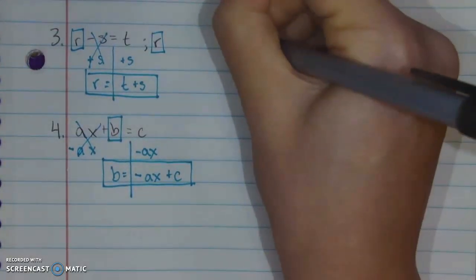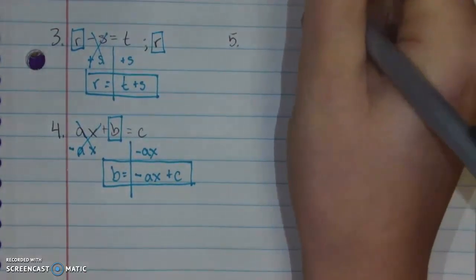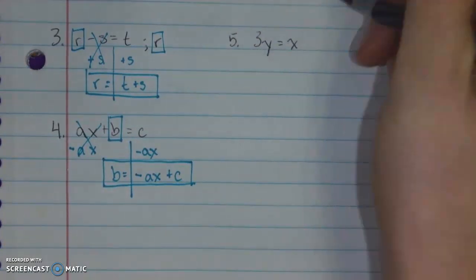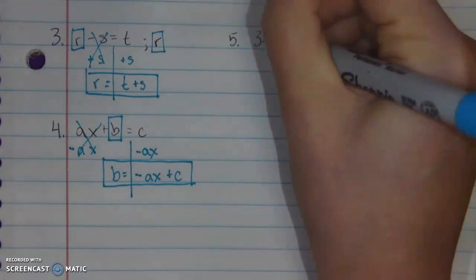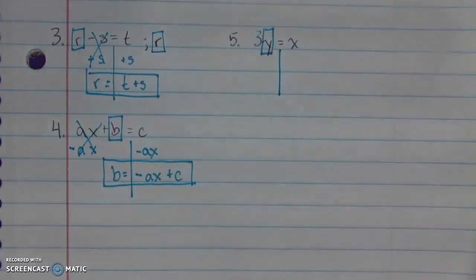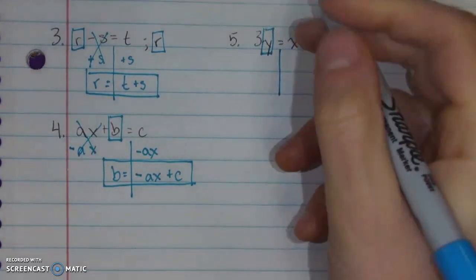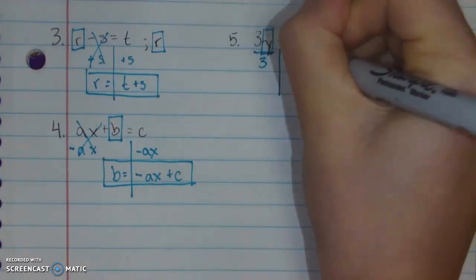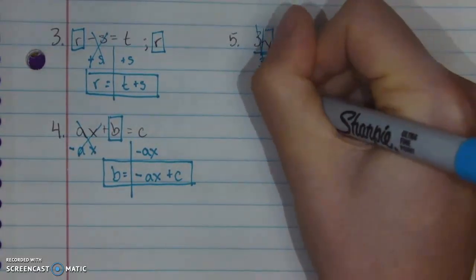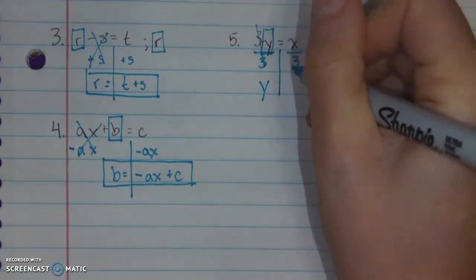For number 5, we are told that we have 3y is equal to x, and we want to solve for y. Well, again, you're going to undo everything done to the y. Since y is currently being multiplied by 3, I can divide by 3 to cancel out that 3. That's going to leave me with y on the one side and x over 3 on the other side.